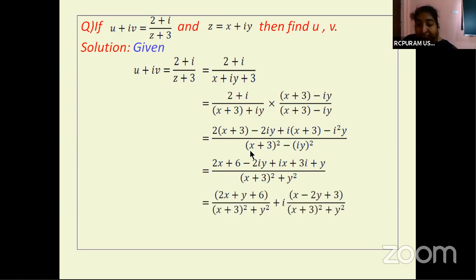Now we will try to arrange the terms in the form of a plus ib, children. You have 2x plus y plus 6. These are the three terms without i. So we are just taking them in one bracket. And this denominator I'm separating here itself. So (2x plus y plus 6) divided by ((x plus 3) whole square plus y square) plus.